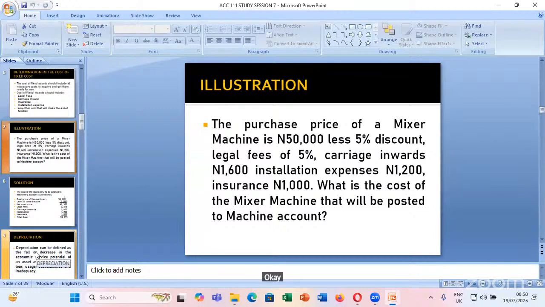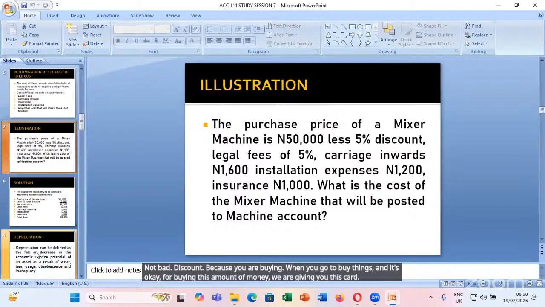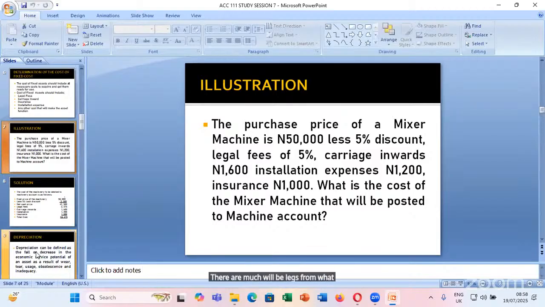Regarding the less 5% VAT that was deducted from the legal fee. Not VAT, discount. When you go to buy things and you buy this amount of money, we are giving you discount. The amount will be less from what you are going to pay. So you have to deduct the 5% also from the legal fee. From the cost of the machine. Okay, I think I understand now. Thank you, sir.